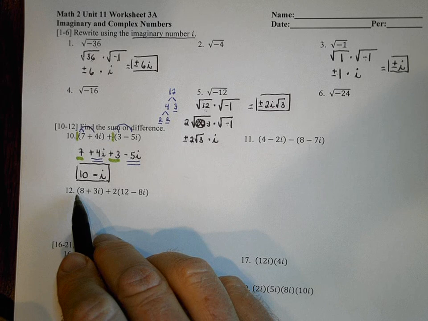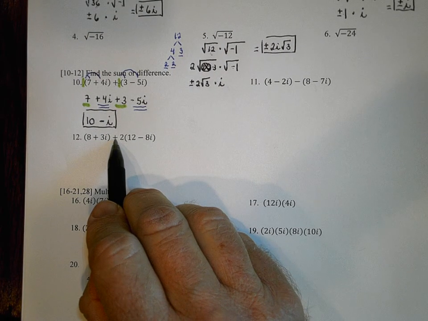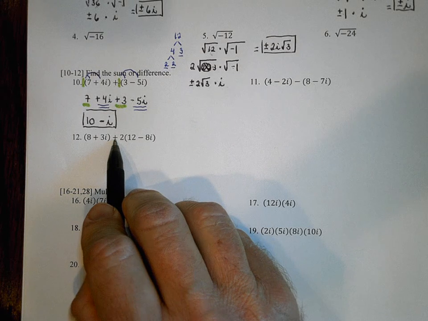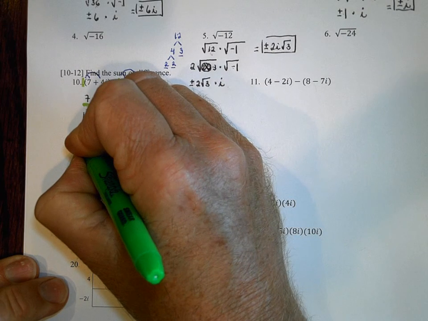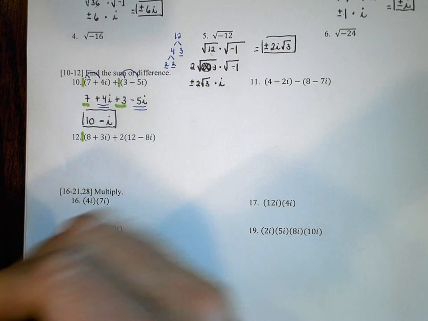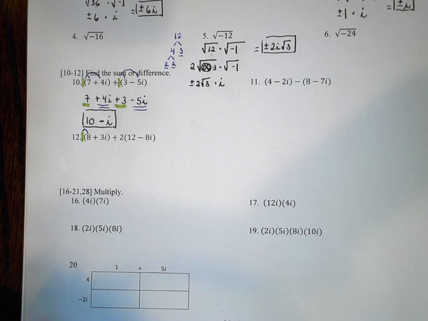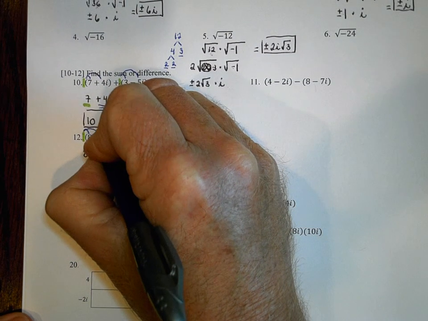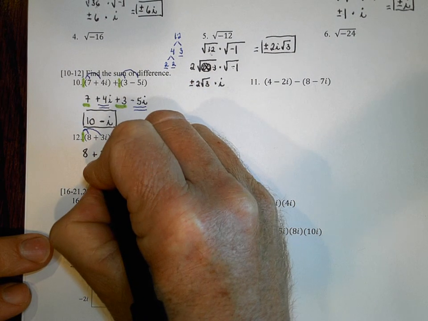Okay, when we get to number 12, we're going to do the same process. So number 12 is an addition problem, as indicated by this plus sign here. So once again, the first thing that I'm going to do is rewrite the problem without parentheses. So I'm going to distribute the 1 into the 8. So that's going to give me 8. And then I'm going to distribute the 1 into the positive 3i, and that's going to give me positive 3i.